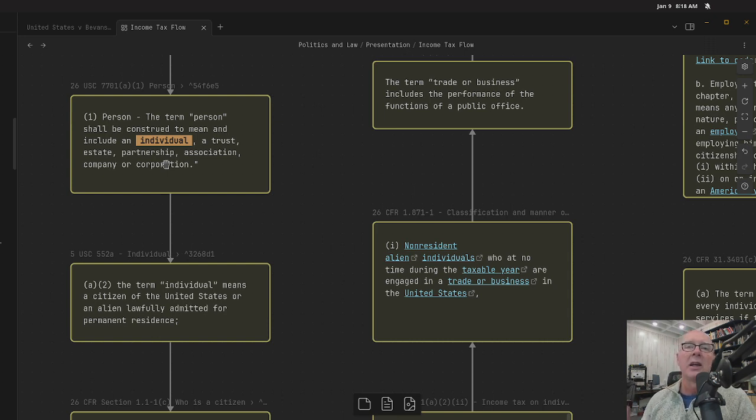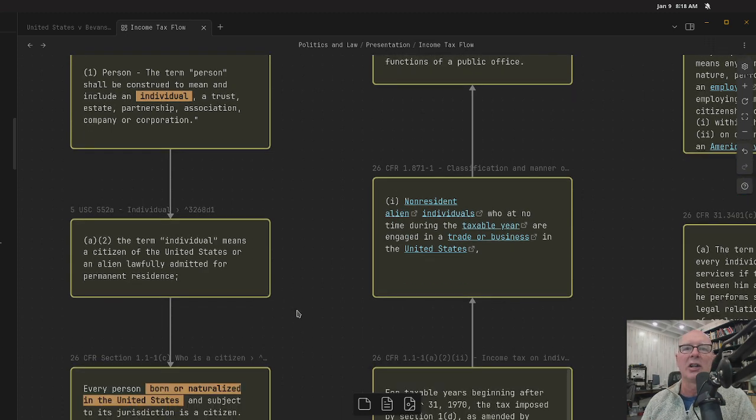And so in Section 5 of the USC, this is the one exception, same code base, just in a different section, it says the term individual means a citizen of the United States or an alien lawfully admitted for permanent residence. So we'll just leave that out there as a questionable definition because we didn't get it specifically from Title 26, but it is a definition nonetheless.